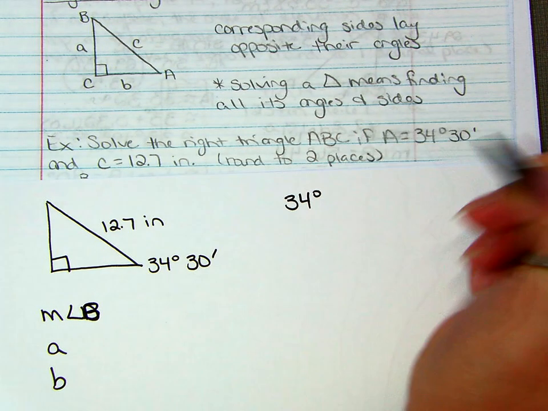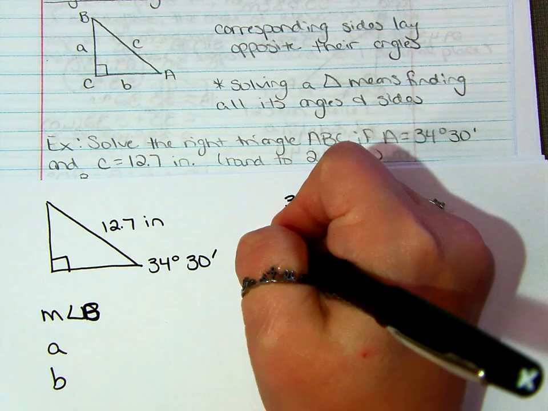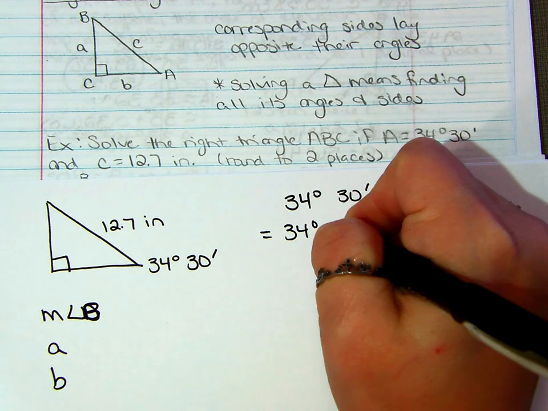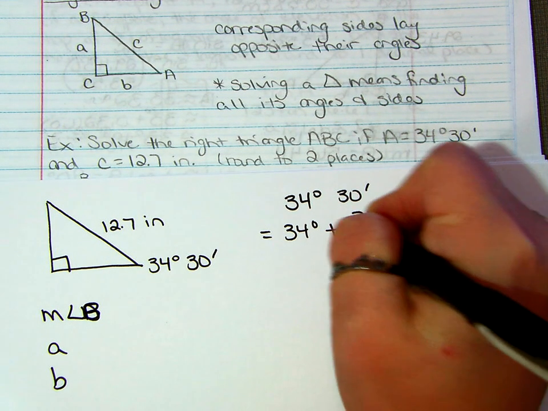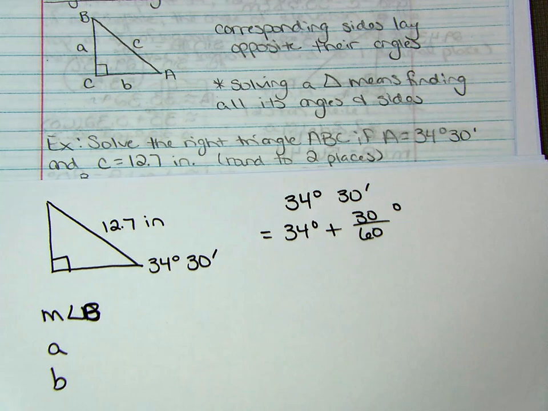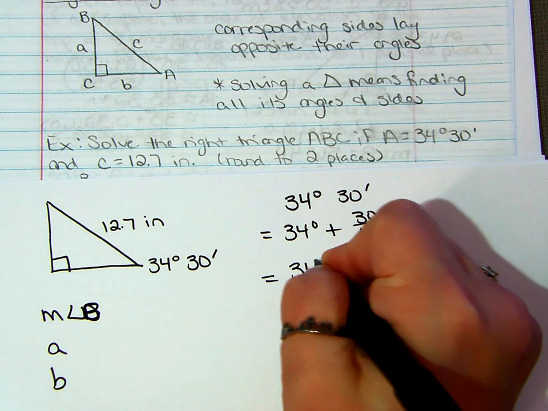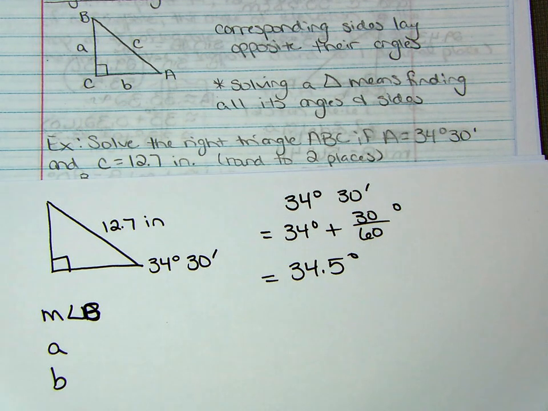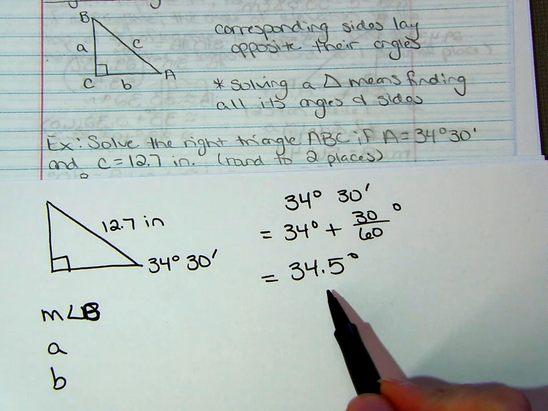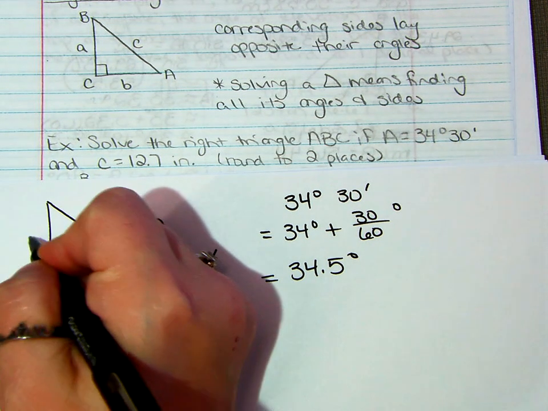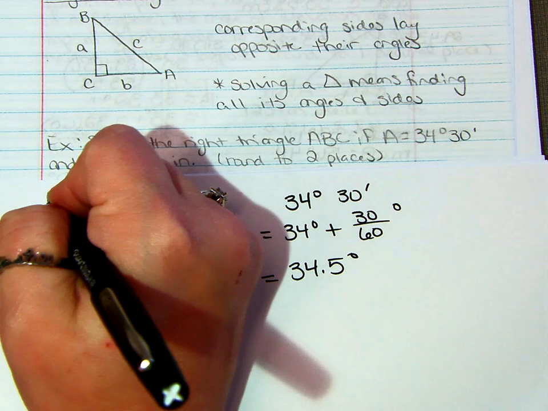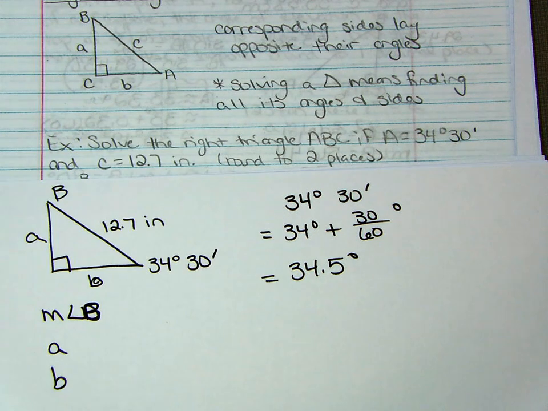So 34 degrees, 30 minutes. If you remember, that's 34 degrees plus 30 over 60 degrees because there's 60 minutes in a degree, which is 34.5 degrees. Maybe you don't need to do the math or the algebra on that and you're like, well, duh. And that's fine. I'm showing all the steps. Now that we know what this is, we need to figure out what side A is, what side B is, and what angle B up here is.